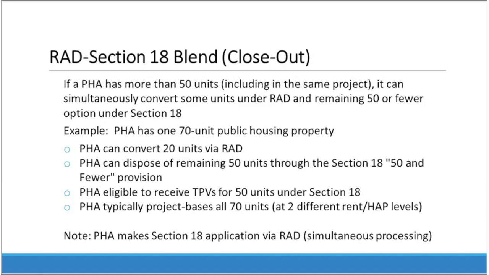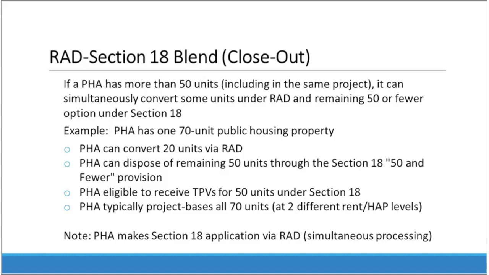The example shows this. Here, your last building might be greater than 50 units. So if your last building has, you pick a number, the example here shows 70 units, you can use the Rad Section 18 blend closeout. You would go through the Rad interface. You'd get a CHAP. You would go through those steps.